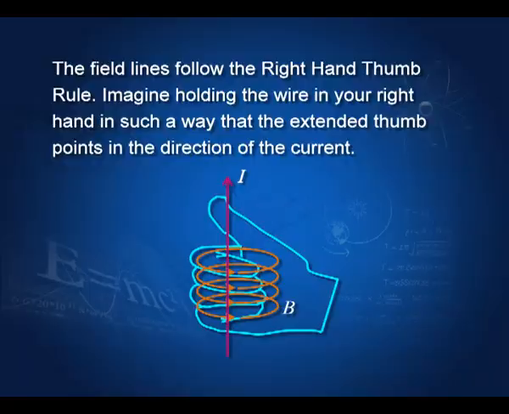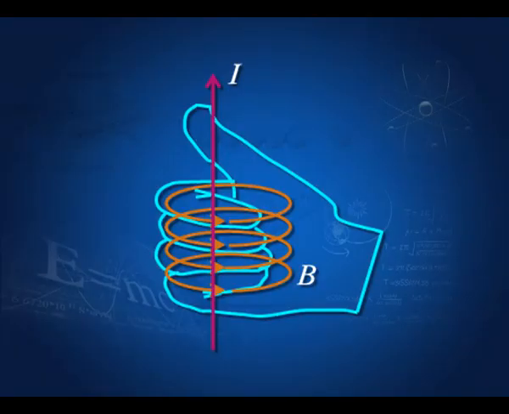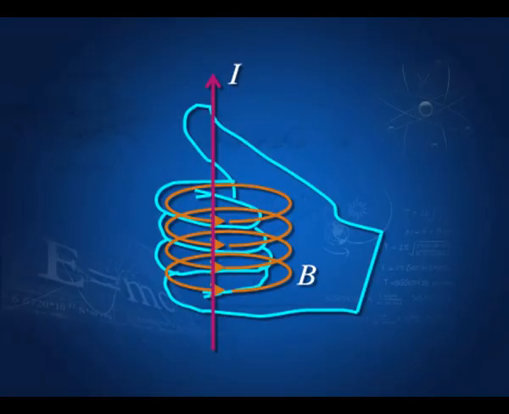The field lines follow what is known as the right hand thumb rule. That is, if I take my right hand and stretch my thumb like this, this is the direction of the current, then the way these fingers are wound gives the direction of the magnetic field lines. As shown here, stretch your thumb of the right hand, then you see how the fingers are wound, and that gives the direction of the field lines as shown here.